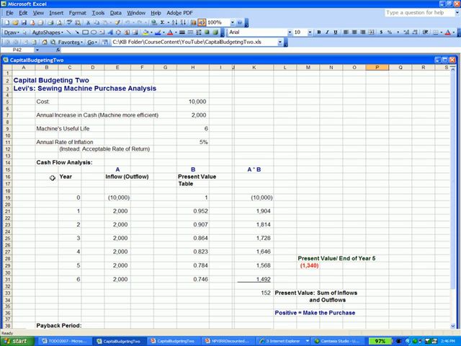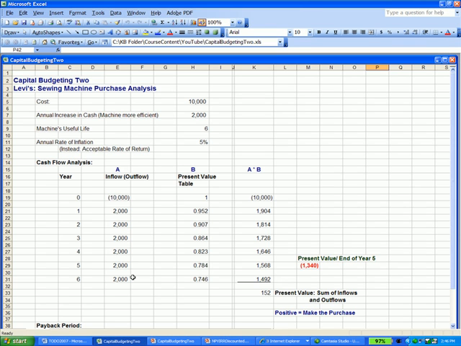So here's an analysis of what's happening. You can see we have year 0 going all the way out to year 6. Our cash inflows and outflows, and some other information I'll get to in a minute. So in year 0, we're writing a check for $10,000. And in years 1 through 6, we're getting $2,000 in the door.